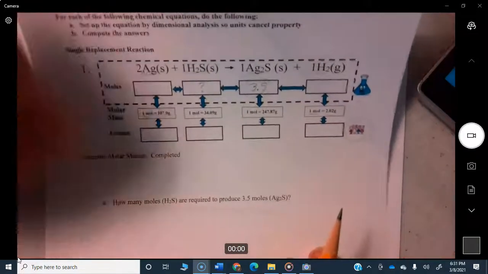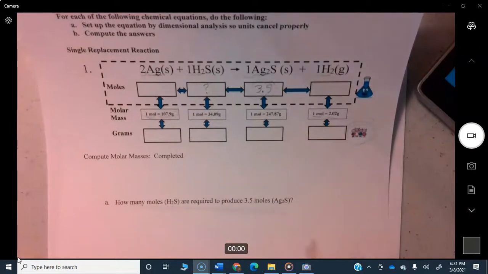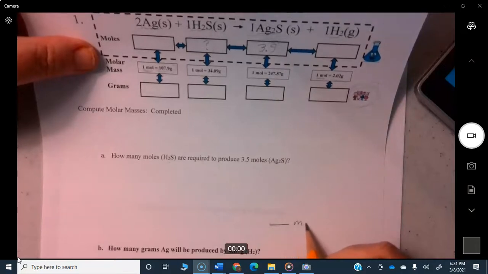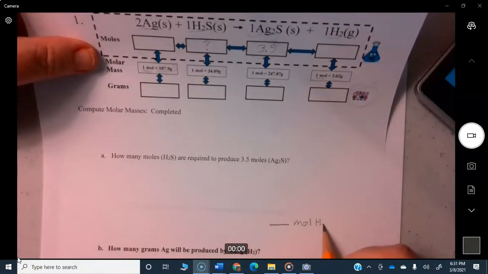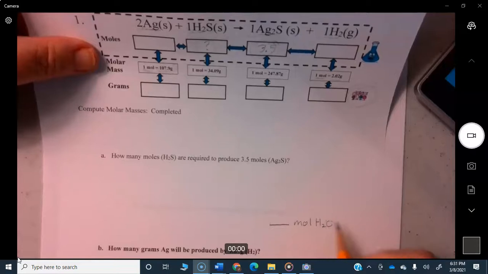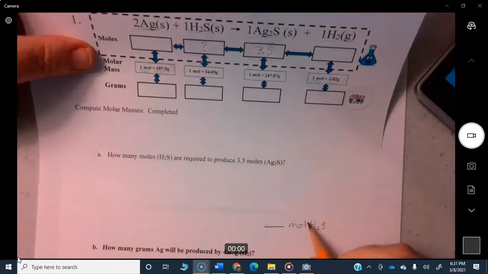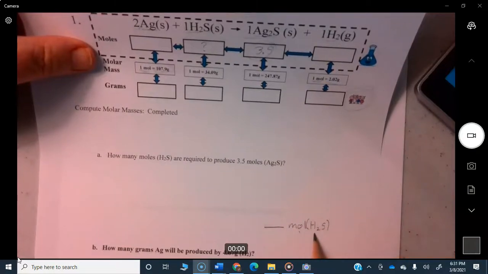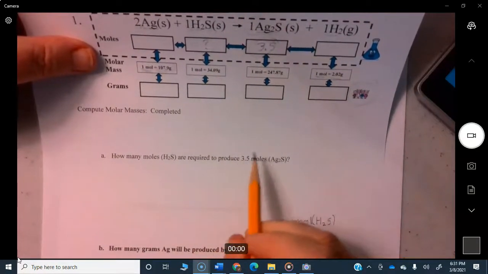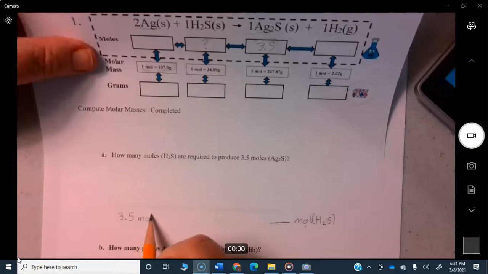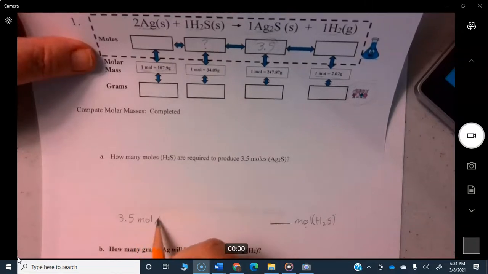So the first thing I'm going to write is this. We're trying to find out moles of H2S. So I'm going to come way over here on the right, and I'm going to write moles of H2S. That's what we're trying to find out, H2S. That's what the question is asking us for. And it's always unit of measure and substance. And over here on the left is what I'm starting with, is 3.5 moles of Ag2S.